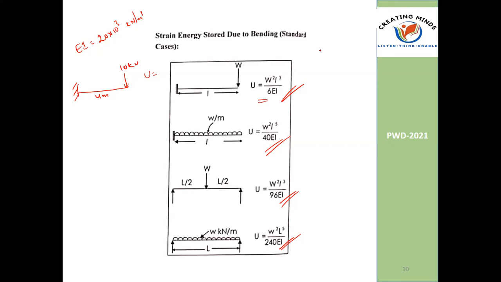What is the value? How much are you getting? 0.05. Check whatever the value you are getting, you just substitute. 0.053. That's all. Same. Another problem.